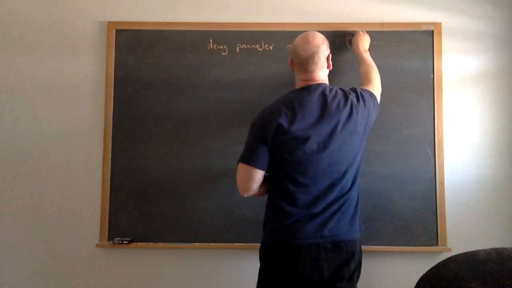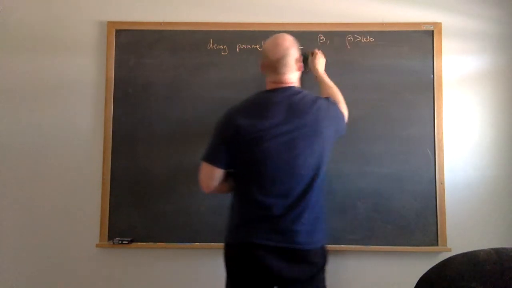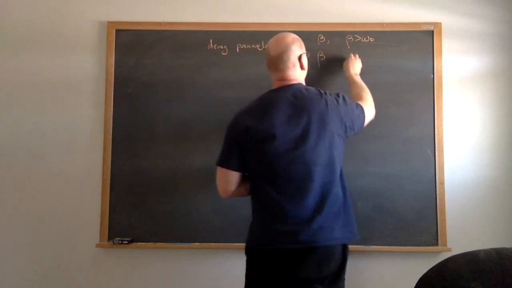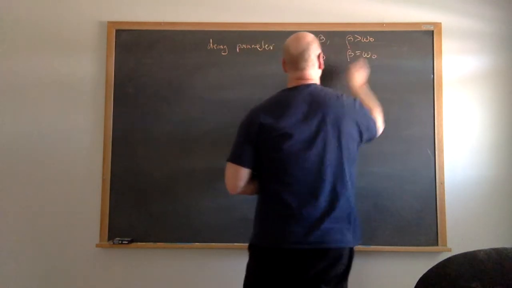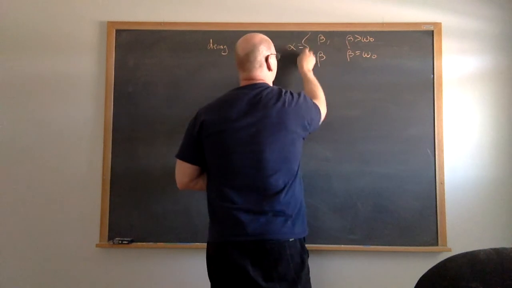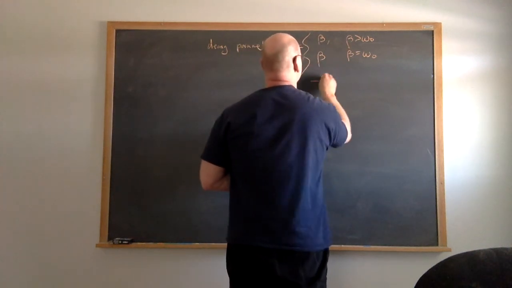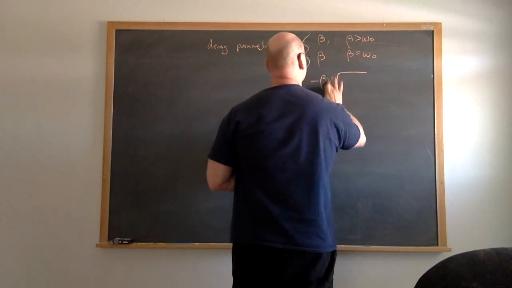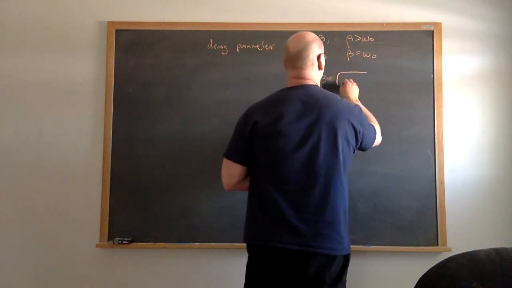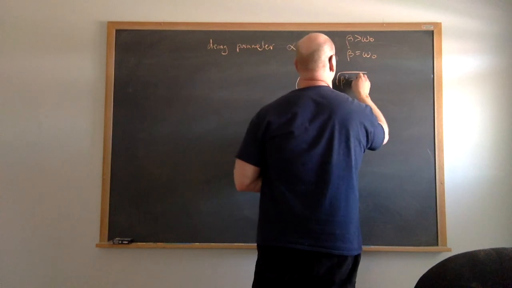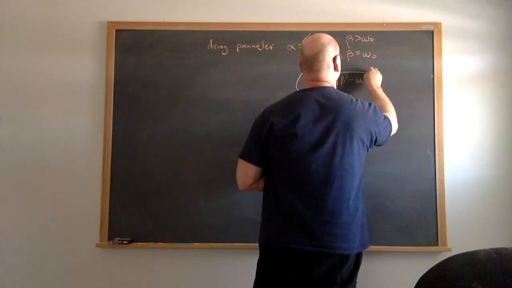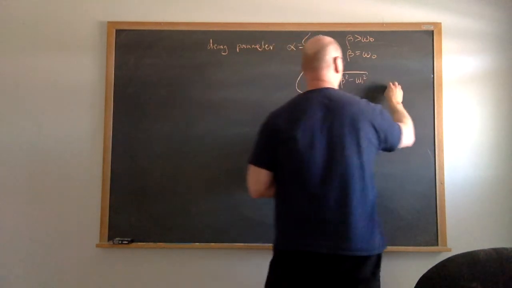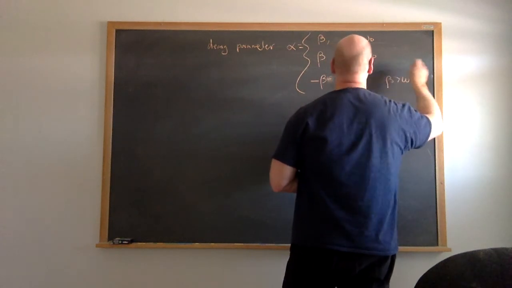Remember that beta was less than omega 0 there. For critically damped, this was also equal to beta, where beta was equal to omega 0. And then for the overdamped, you have minus beta, sorry, minus in this case, beta squared minus omega 0 squared. This was when beta was greater than omega 0.